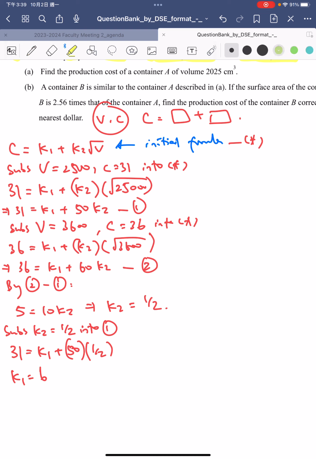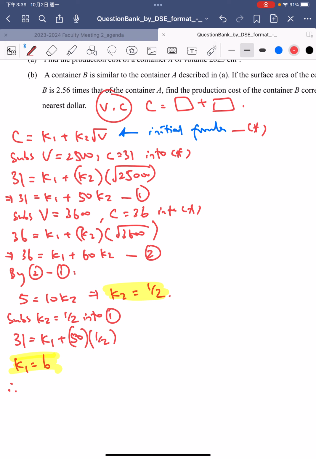Now we have the value of K2, which is a half, and the value of K1, which is 6. This means that in the initial formula, we have already found the values of K1 and K2. Then we can substitute in so that we have C is equal to K1, which is 6, plus K2, which is a half, times the square root of V. So this is the formula connecting C together with V. So we have a relationship between the value of C and V.